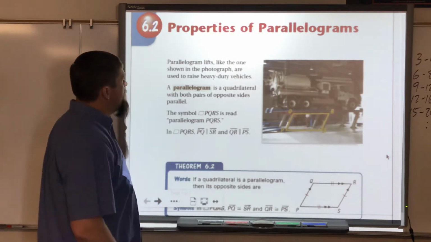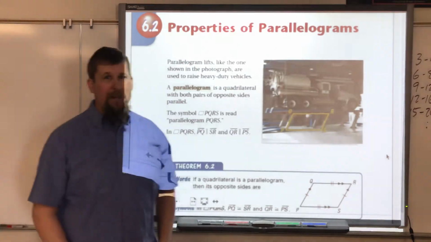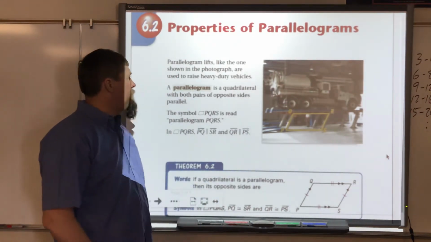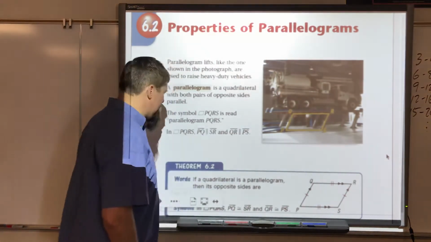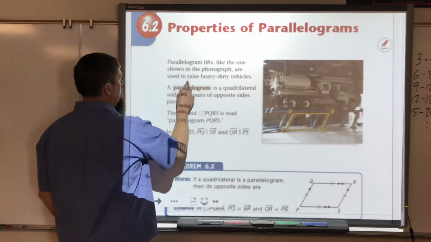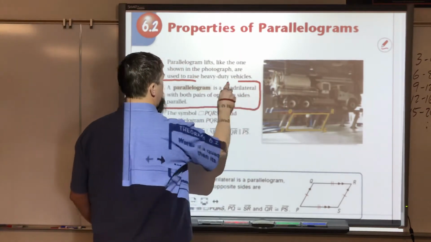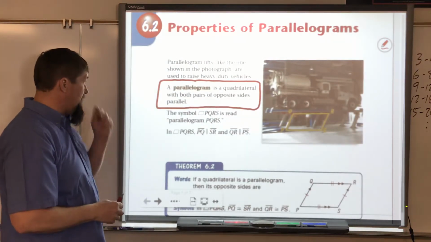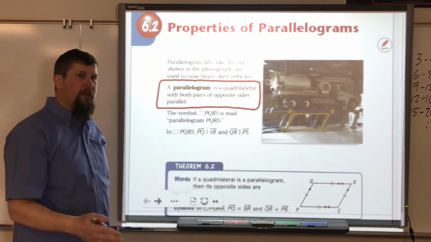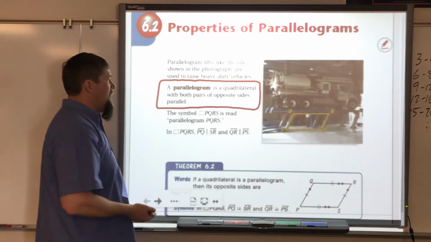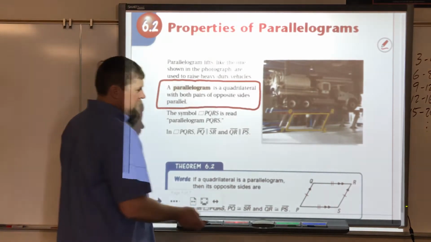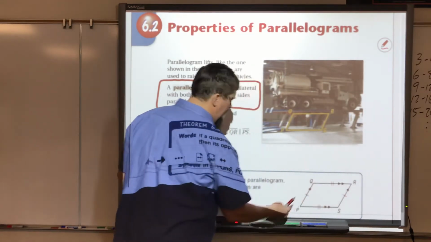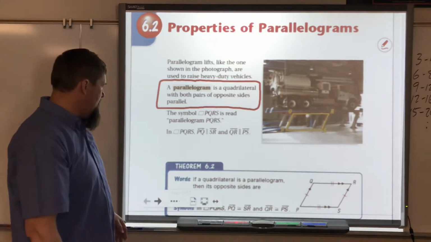All right, so first of all, we're going to talk about what a parallelogram is. A parallelogram is a quadrilateral with both pairs of opposite sides parallel. Okay, so right here, the definition of a parallelogram, very important to know, so please pay attention to that. It's a quadrilateral, so a four-sided figure with both pairs of opposite sides parallel. So basically here's a parallelogram here because both pairs of opposite sides are parallel.